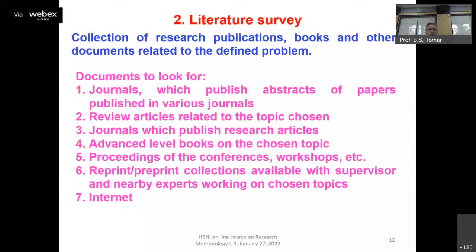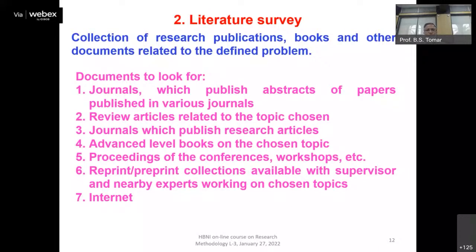Then there are review articles. Some journals publish review articles, like Reviews of Modern Physics, Physics Reports, Chemical Reviews, and so on, related to the topic chosen. Then journals which publish research articles, which are the ones we normally publish our papers in. Then advanced level books on the chosen topic, monographs, advanced books. Then proceedings of conferences, workshops, etc. It is very important to look at the proceedings also, because many of the publications in proceedings do not appear in journal form.